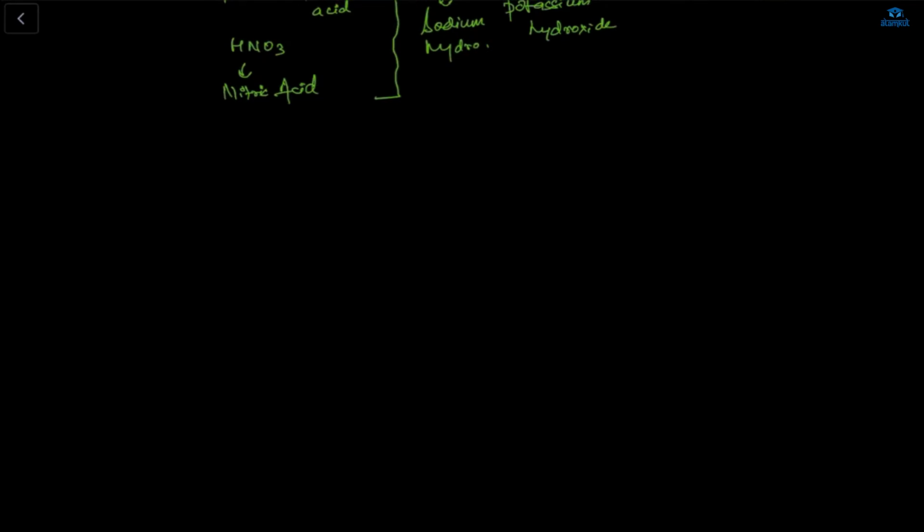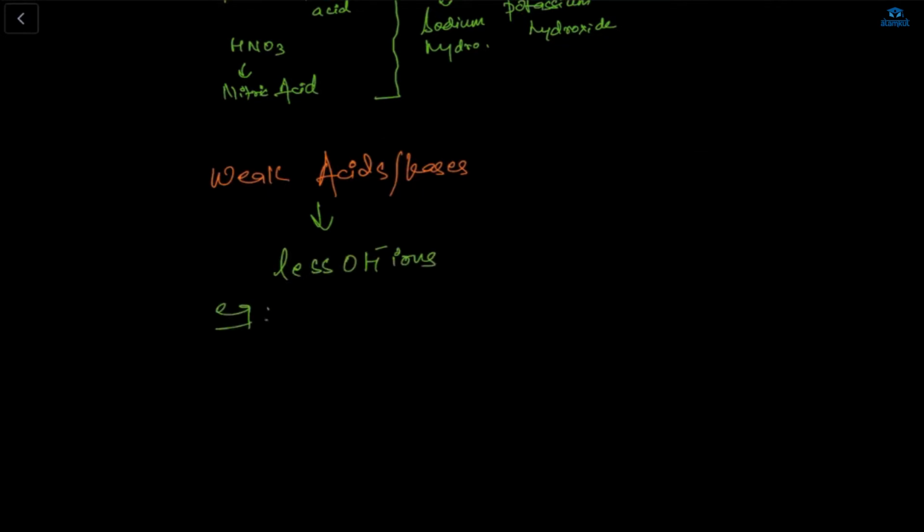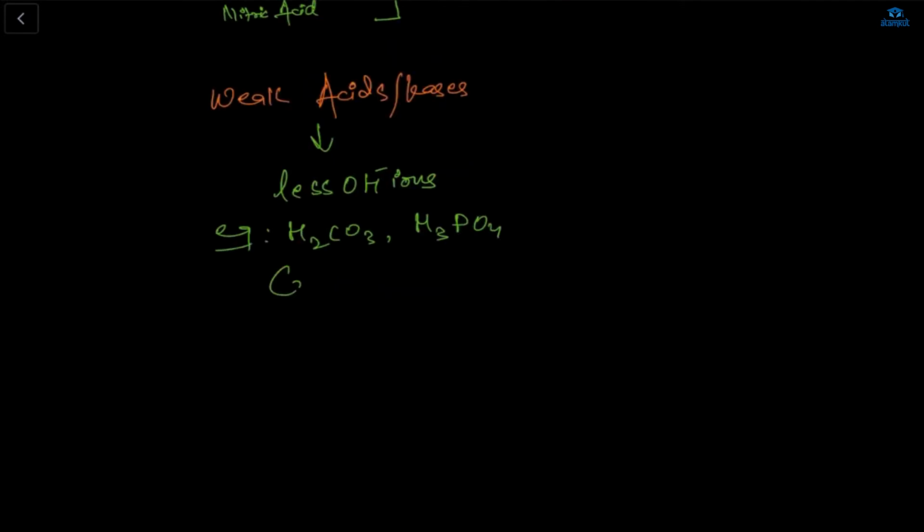Okay. Now, what are weak acids and bases, and what are the examples? That day we discussed that weak acids have less H plus ions. The examples are H2CO3 and H3PO4. H2CO3 is carbonic acid and H3PO4 is phosphoric acid.